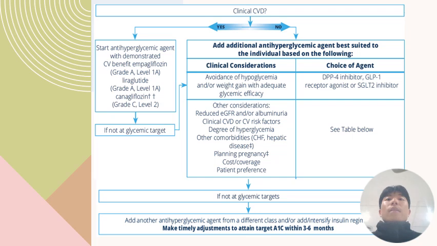If patients cannot attain target A1C level even though they use metformin, we should consider adding additional anti-hyperglycemic agents based on the patient's medical status. For example, if the patient has clinical cardiovascular disease, we should consider SGLT2 inhibitor or GLP-1 receptor agonist, which proved to be effective for preventing cardiovascular disease. After that, we should check every 3 to 4 months if they attain the target A1C levels, and if they don't, we should consider adding another agent.